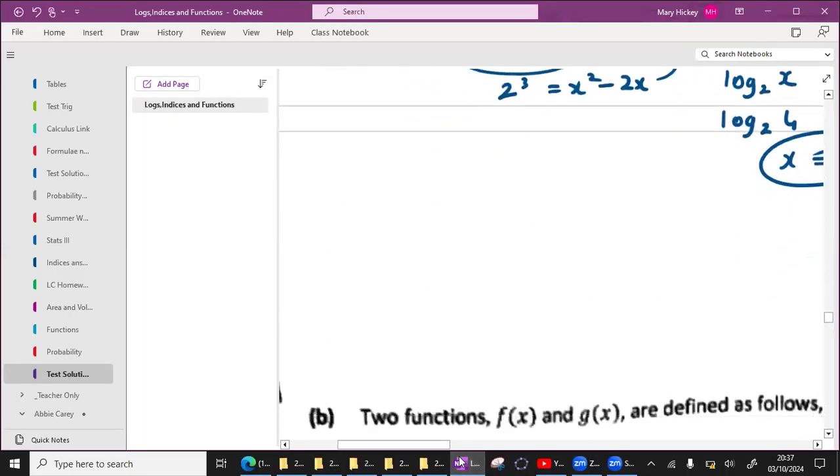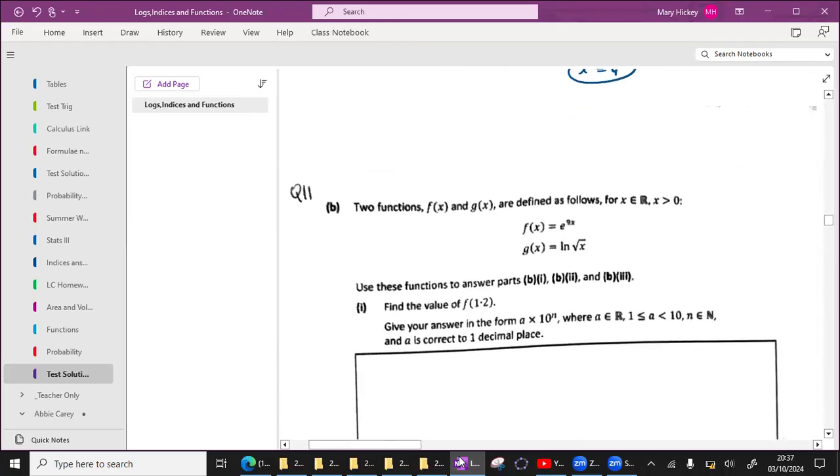Okay, so last questions here. Two functions are defined as follows. Use the functions to answer the questions below. So find the value of f of 1.2.